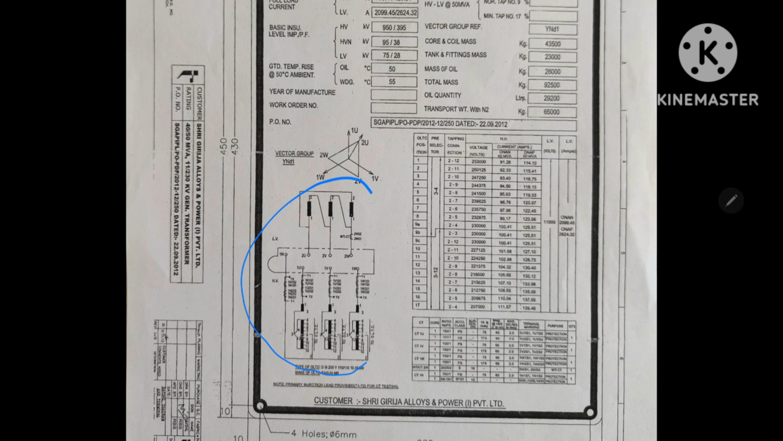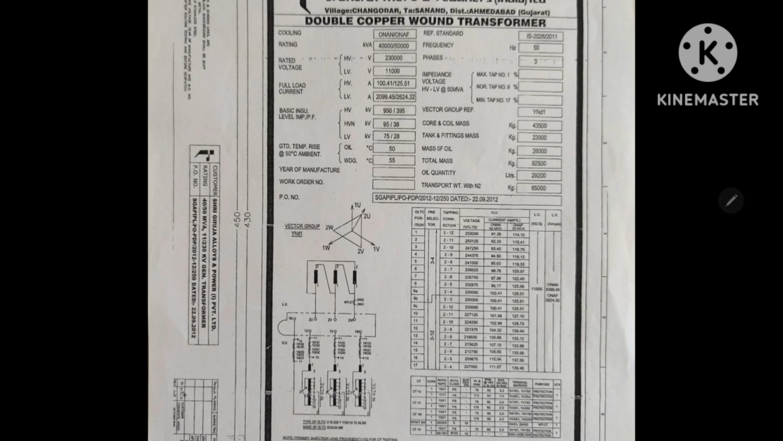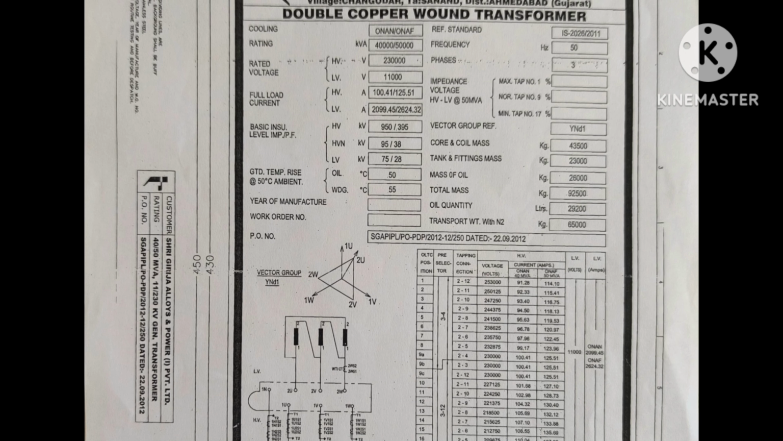In every transformer nameplate you will find a small diagram like this. So what is the purpose of this diagram? We have to understand. So we consider a case of a 50 MVA transformer. Here the primary voltage is 230 kV, secondary voltage is 11 kV, and primary current is 125.51 amps, secondary current is 2624.32 amps.